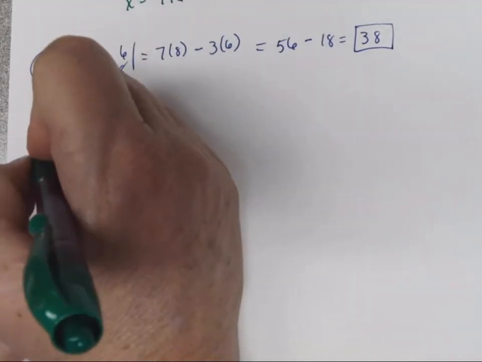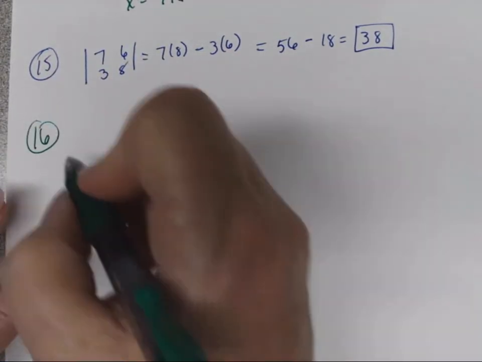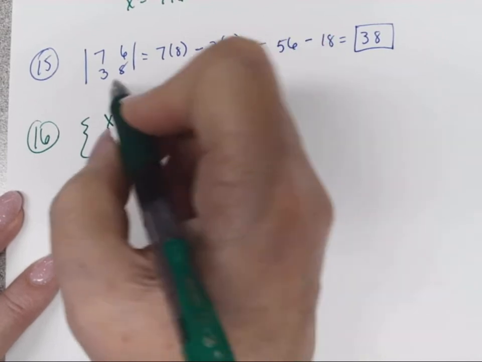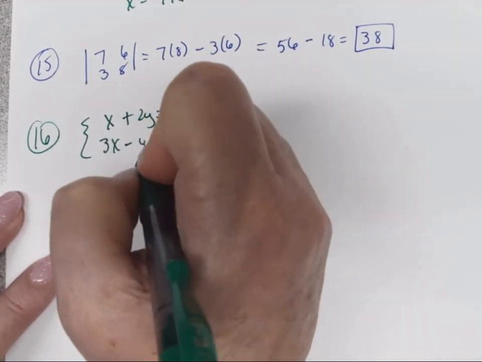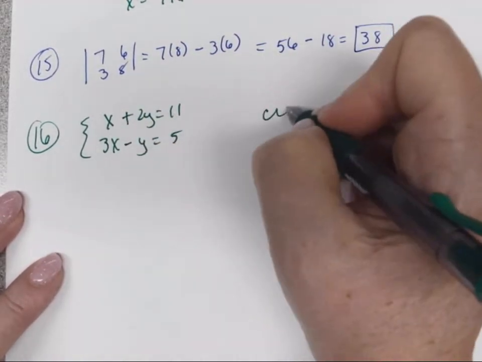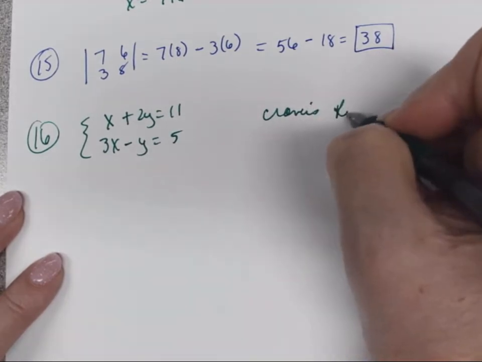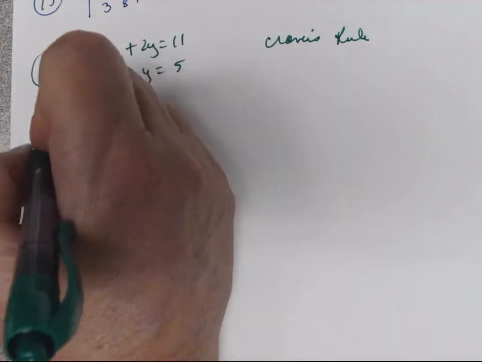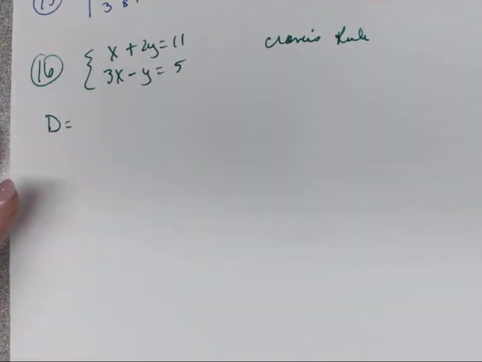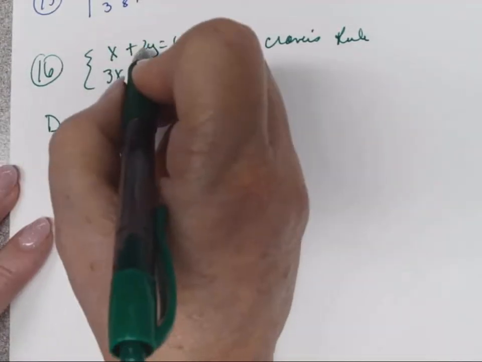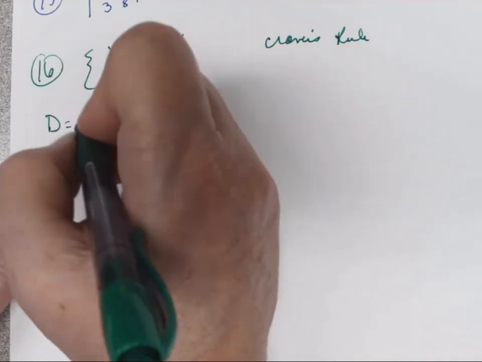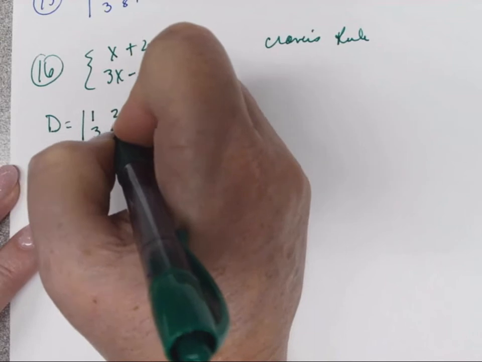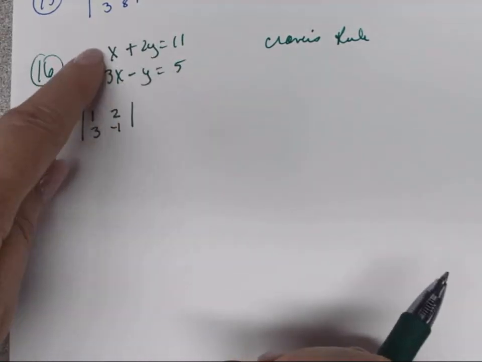Okay, number 16, we are given a system of x plus 2y equals 11 and 3x minus y equals 5. And we are told to solve it using Cramer's rule. So for Cramer's rule, we have to find the D, the Dx, and the Dy. So the D comes from right here. So the D will be 1, 3, 2, and negative 1. It's the coefficients right here on your equation.